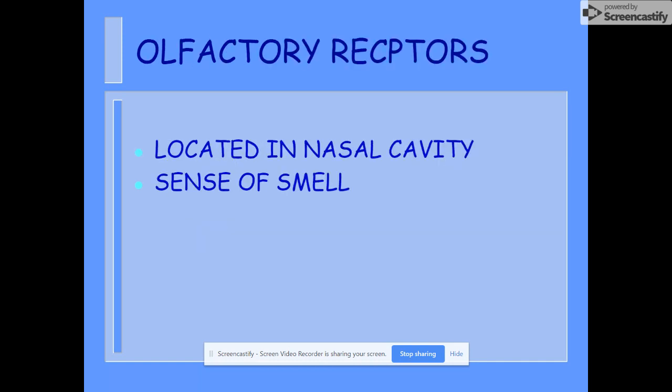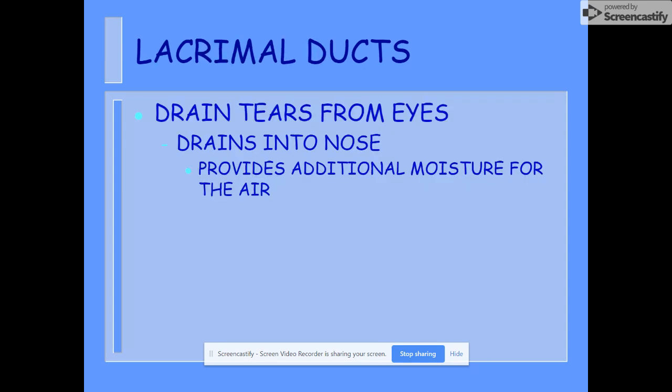Your olfactory receptors are located in the nasal cavity, and they are your sense of smell. Your lacrimal ducts drain your tears from your eyes. It drains into the nose and provides additional moisture for the air.